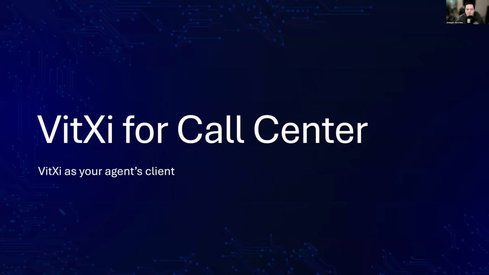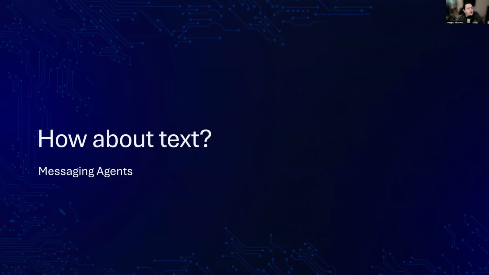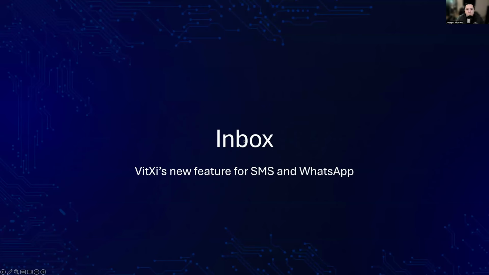So with this in mind, this call center environment is mostly for inbound calls. So if you're a part of a queue, as an agent, you have these features. But how about text? What if I want to have messaging agents to tend to SMS messages or WhatsApp messages sent to my business? Well, that is where the new feature called Inbox comes into play. So with this new feature, you now have the ability of creating inbox items for SMS and WhatsApp.